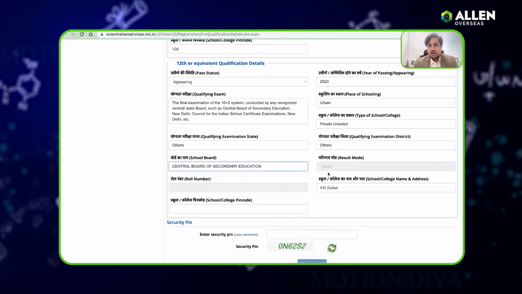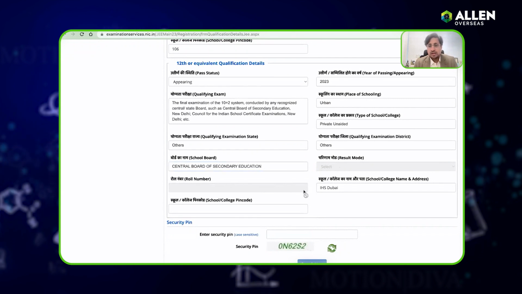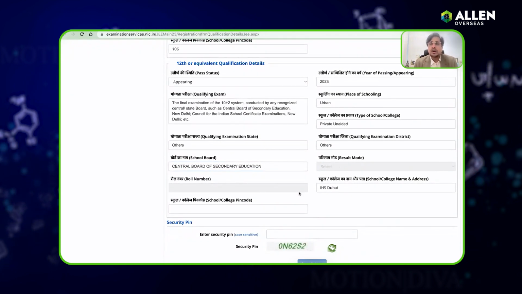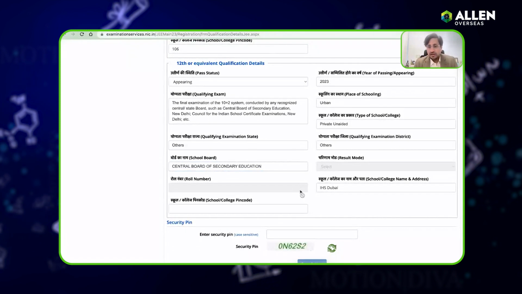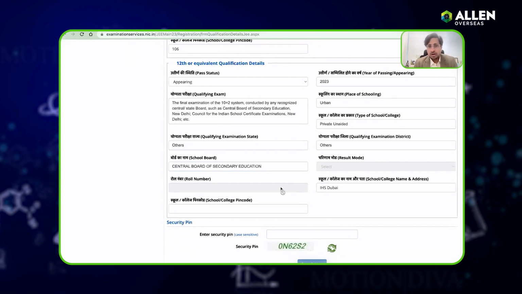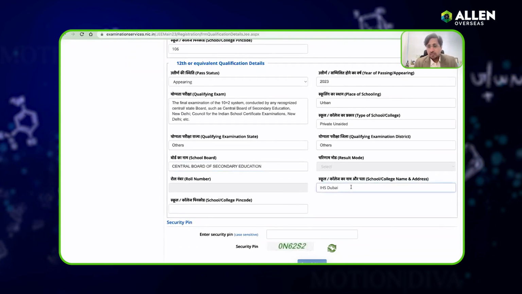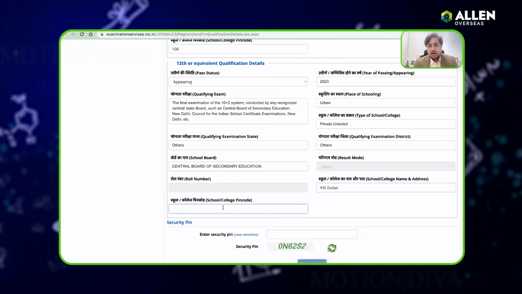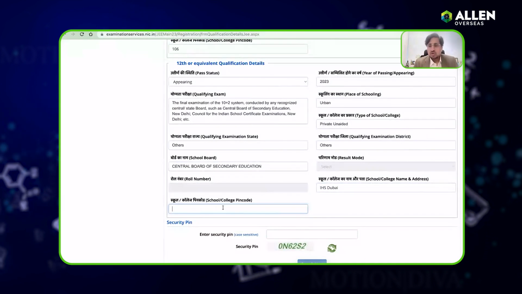Since you would be appearing in the examination, these two boxes will be by default locked. But if you have passed your examination in 2021 or 2022, then these options will be available, the result mode and the roll number, it will ask you. And then again, the school name or the college name, the address. Again, this should be as per your actual school name.